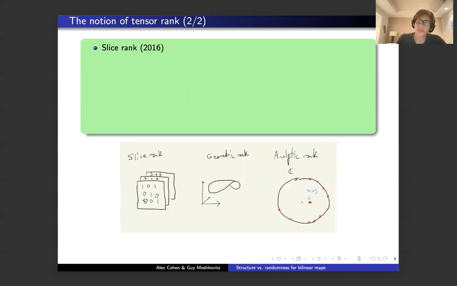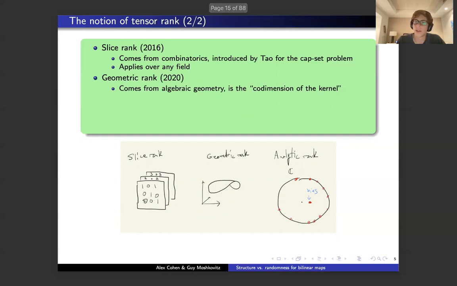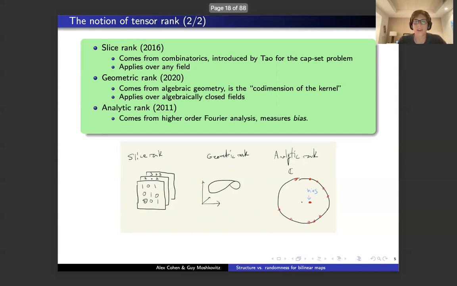Okay, so I just want to quickly overview the three notions of tensor rank we're going to be talking about before describing them in depth. The slice rank is a combinatorial notion which was introduced by Tao in the context of the cap set problem, and it applies over any base field of coefficients. The geometric rank is a notion coming from algebraic geometry, which generalizes the codimension of the kernel definition of matrix rank, and this applies only over algebraically closed fields. And finally, the analytic rank comes from higher order Fourier analysis, and it measures the bias of the tensor T, which is viewed as a function of three vectors. This analytic rank applies only over finite fields.